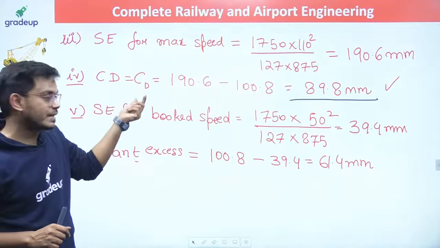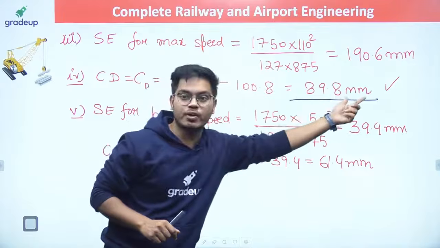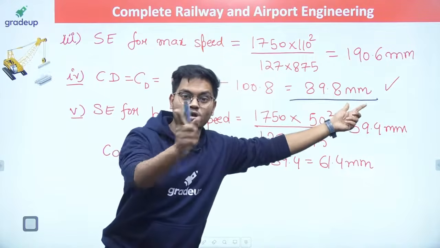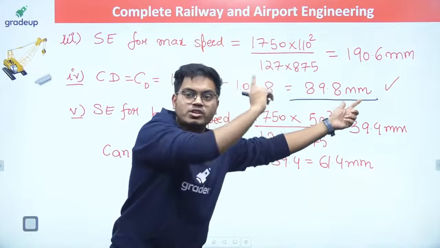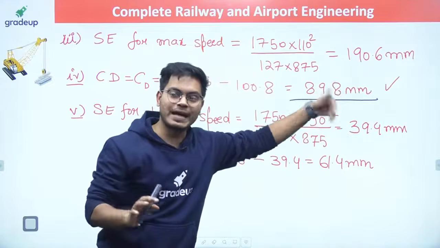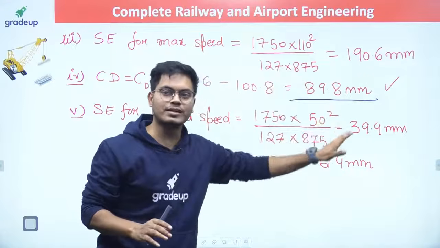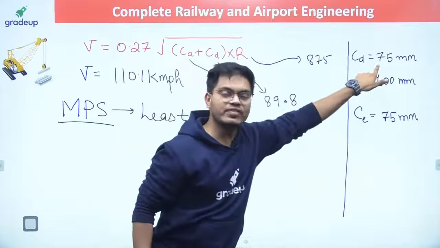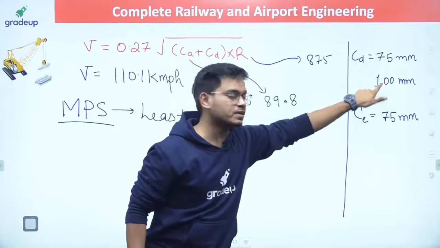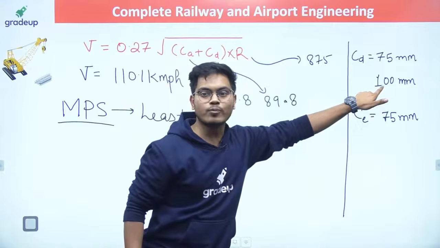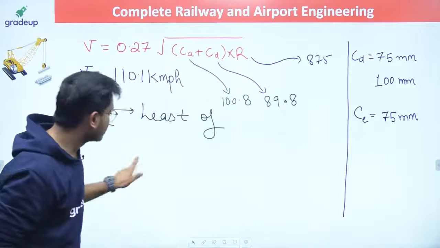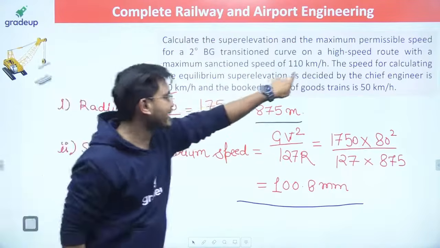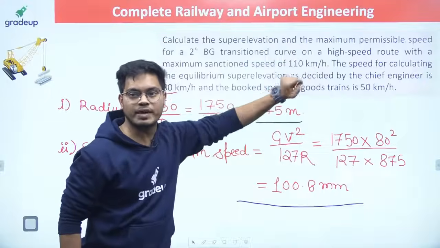Look here. Cant deficiency is 89.8 for my question, and it was under the limit. That is why I did not change it. I kept it as it was coming because it was under the limit. The limit I have already shown you: 75 when you have less than 100 kmph, 100 if you have more than 100 kmph. The velocity sanctioned was 110. That is why.